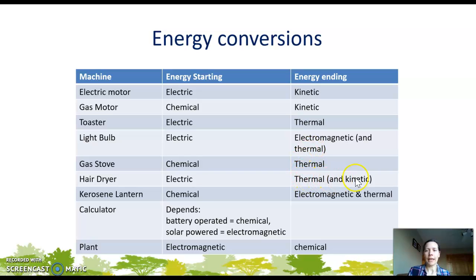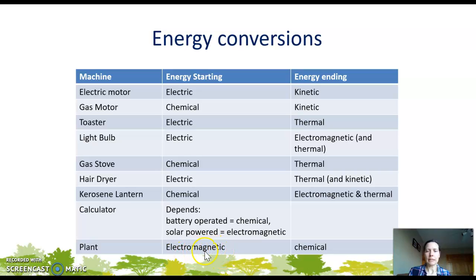Hair dryer, I said thermal and kinetic. So there's heat in a hair dryer, but it's also blowing, all of that blowing wind, that's kinetic. Kerosene is like a type of gasoline. It's a little different. So it's light and thermal. Calculator is a little tricky. If it's battery operated, batteries are chemical. And then solar powered, it's electromagnetic. Oh, and I forgot, the answer is going to be electrical. If you said electrical or electromagnetic, either of those would work.